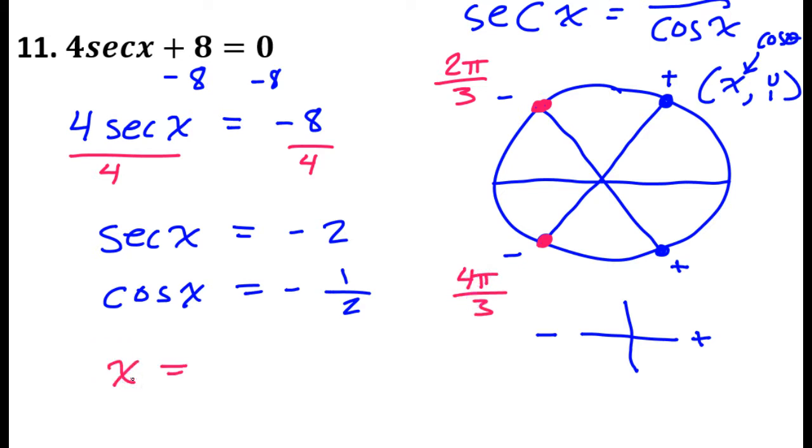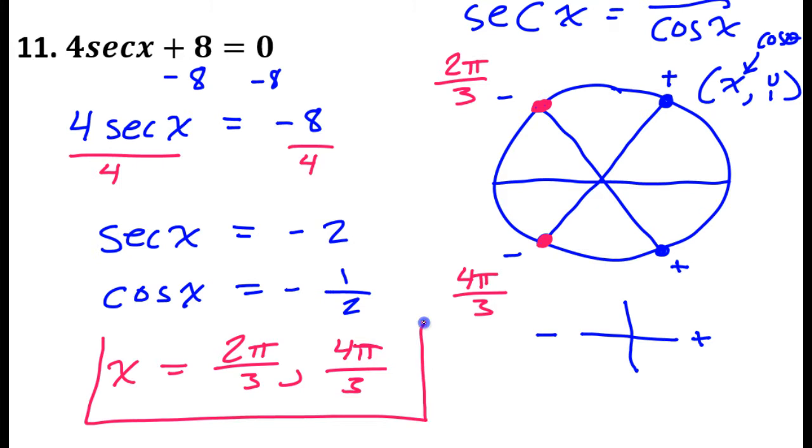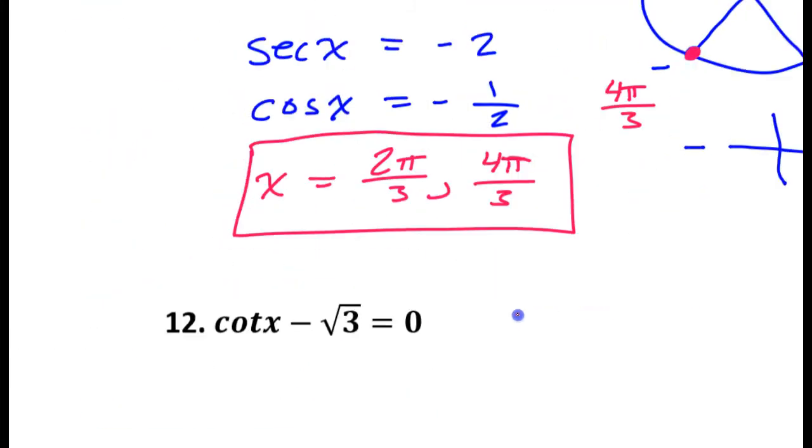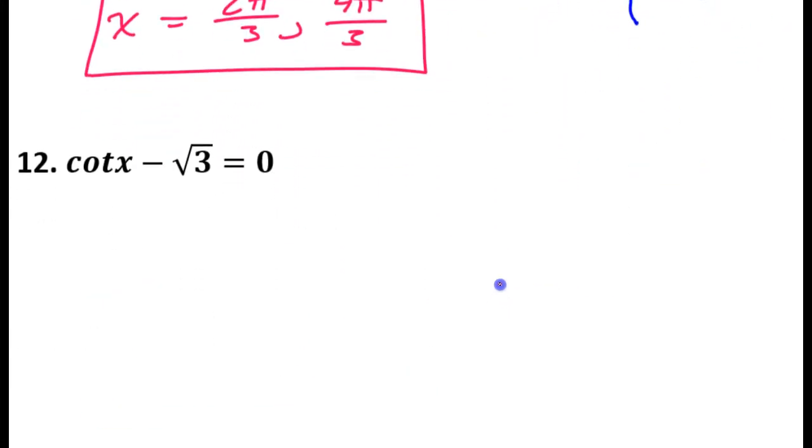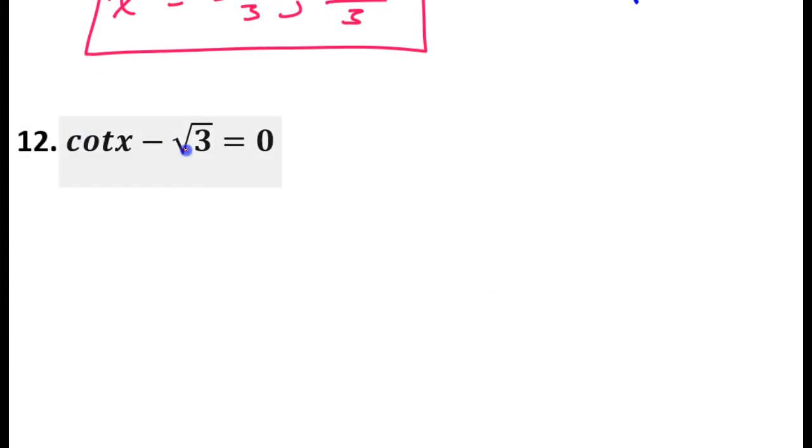Okay, so x is equal to 2 pi over 3 or 4 pi over 3. Alright, let's do one more on this video. Okay, cotangent.